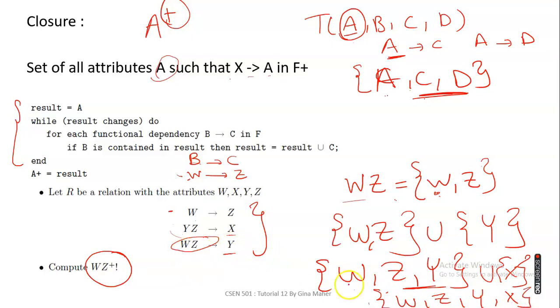WZ contained, add Y, it's already there. Something happened in the set, so we are going to repeat. The last time we repeat, nothing will happen, so we are going to stop. So the closure of WZ will be W, Z, Y, X, which means that WZ implies W, WZ implies Z, WZ implies Y, WZ implies X. Okay?